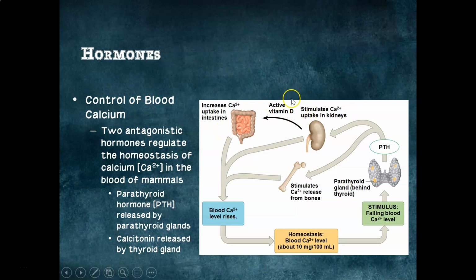But you also need active vitamin D in order to do this. If you've never paid attention to your milk bottles or anything like that, they also talk about it being fortified with vitamin D. That's because in order for your body to take up that calcium, you need that vitamin D in order to do that. It's a coenzyme. All right, but that will then cause your blood levels to rise and bring you back to homeostasis.